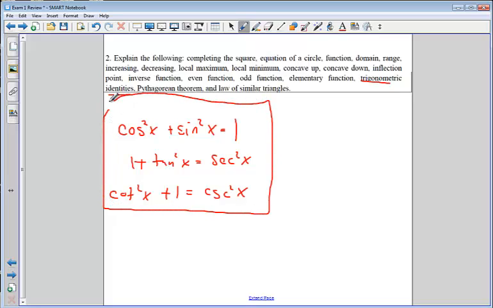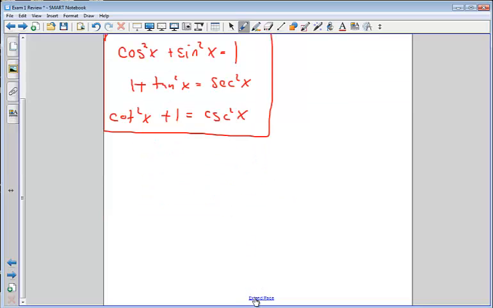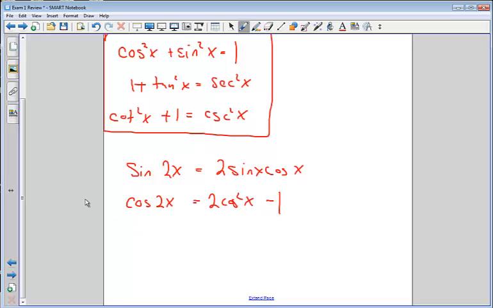So these are the standard first three identities. We also have the double angle identities. So sine of 2x is equal to 2 sine x cosine x, and cosine of 2x is equal to 2 cosine squared x minus 1. So these are called the double angle identities.